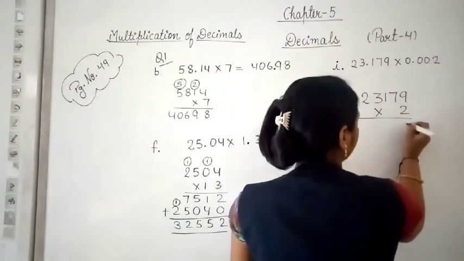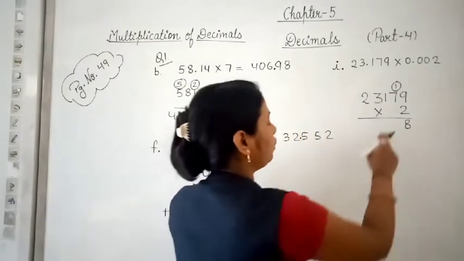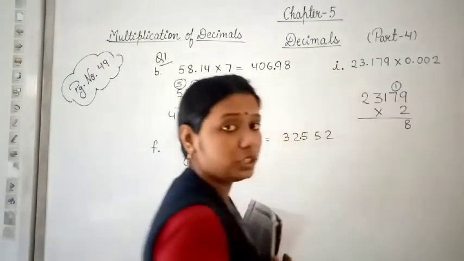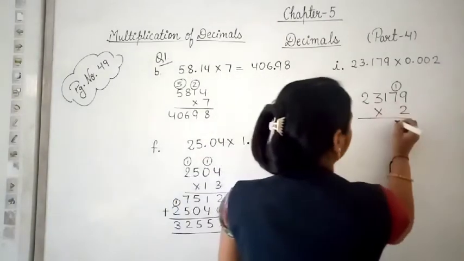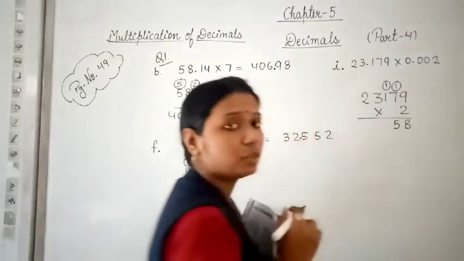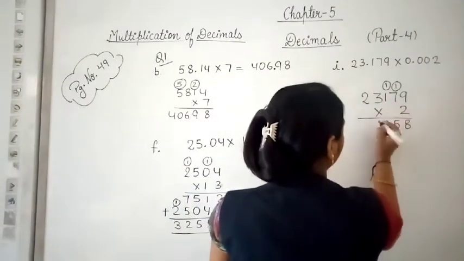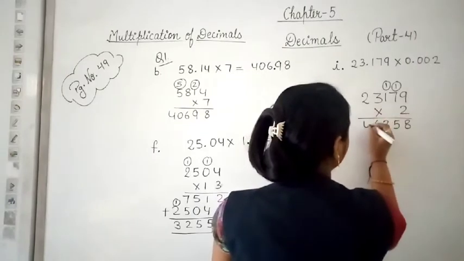2 times 9 is 18, 1 carried. Now 2 times 7 is 14, 14 plus 1 is 15, 1 carried. 2 times 1 is 2, 2 plus 1 is 3. 2 times 3 is 6. 2 times 2 is 4.